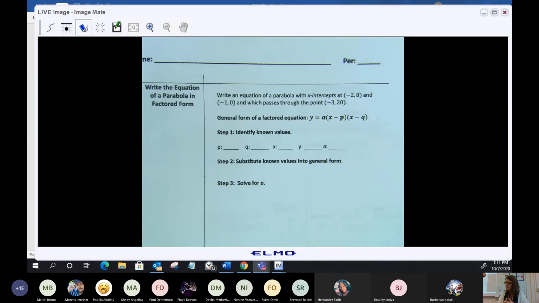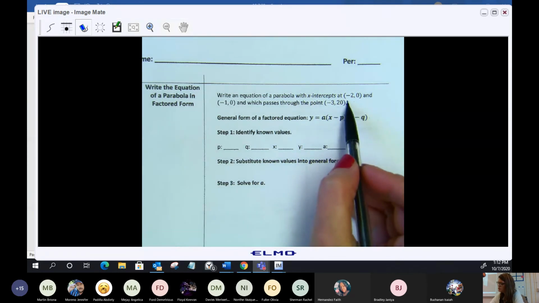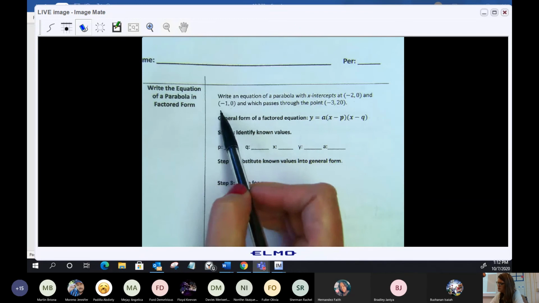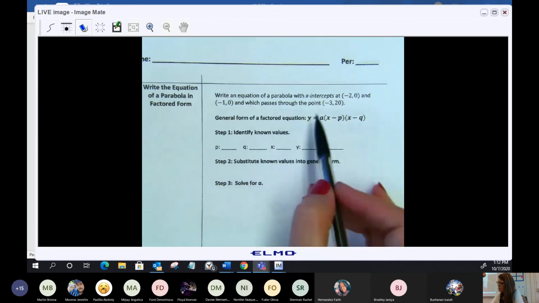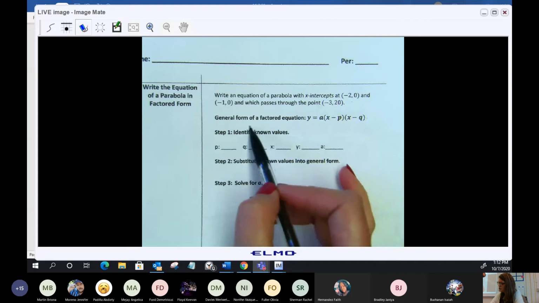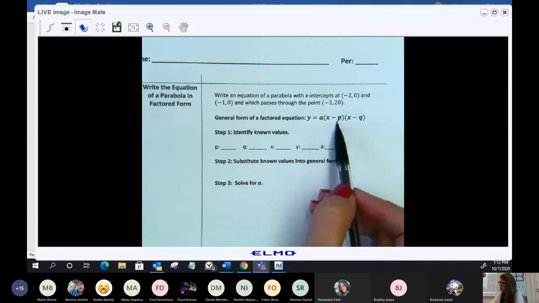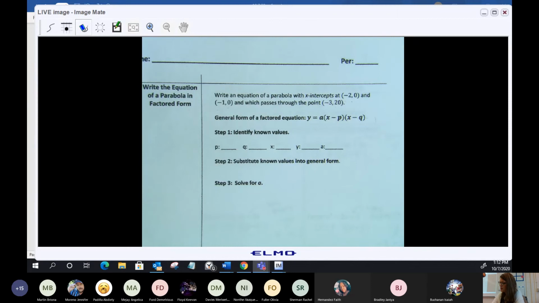Let's wrap up 2-3. We're going to write the equation of a parabola in factored form. We're given x-intercepts at (-2, 0) and (-1, 0), and we're also given a point, (-3, 20). Remember the general form of a factored equation, right here, where p and q are your intercepts.